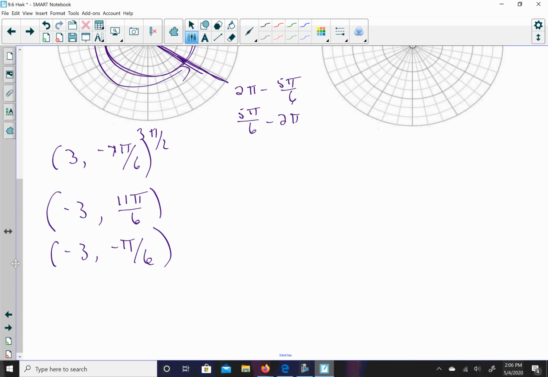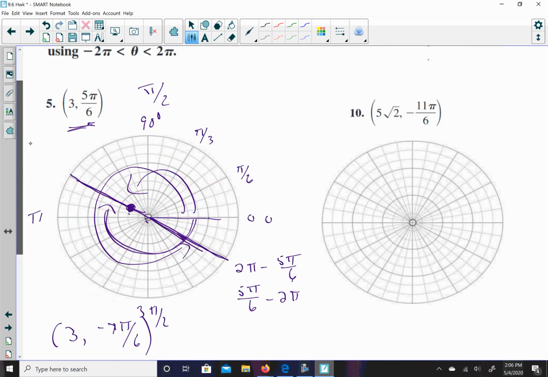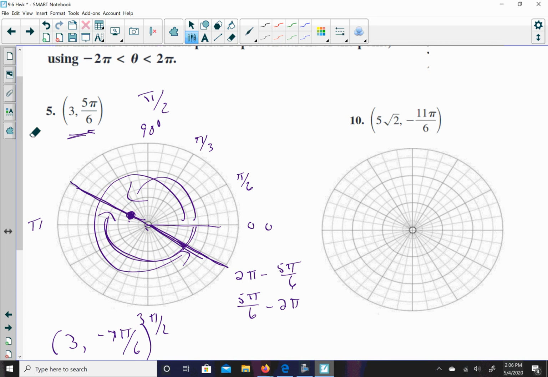Let's try and do that again. So the next one, I have 5 times the square root of 2, which I'm going to do a decimal approximation for so I know where to plot it. And when I take 5 times the square root of 2 on my calculator, I get a decimal of approximately 7.07. So approximately 7.07. That's where I'm going to plot it.